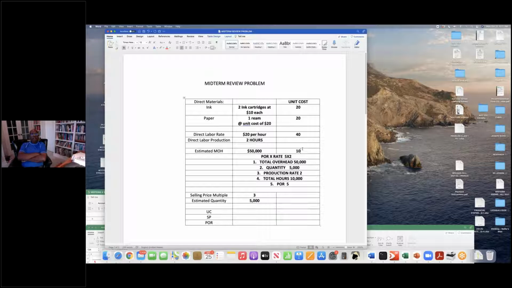That's easier. Yeah. But you still got to get a POR eventually, but at least you can check it and say, okay, I'm pretty sure on it. So our unit cost now is going to be what? $90? Yeah. With our selling price multiple of 3, it's going to be what, 180, correct? That's how we start the problem.